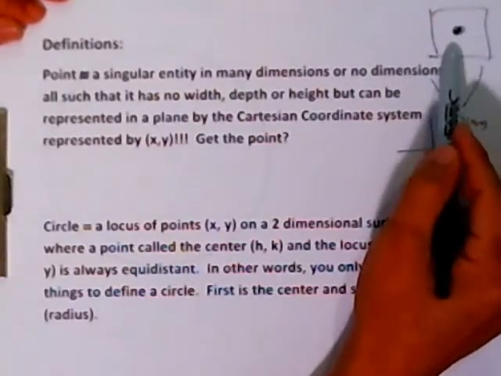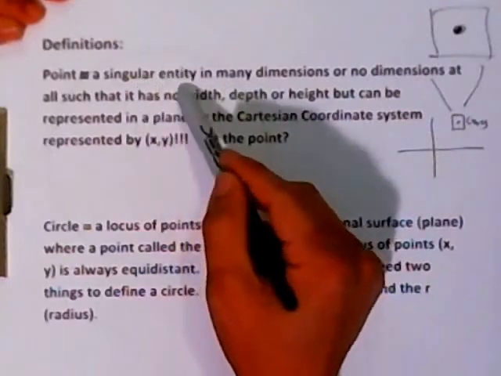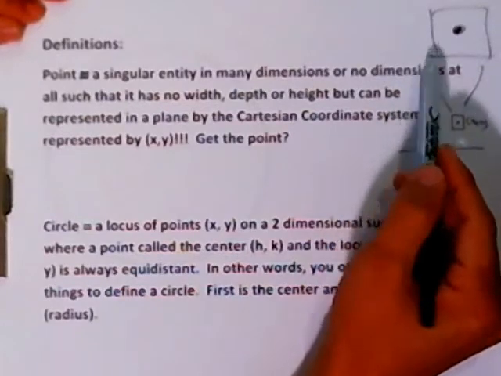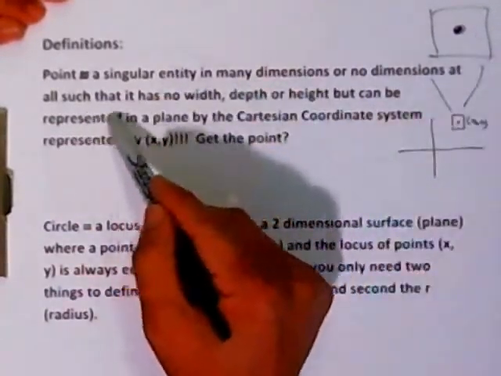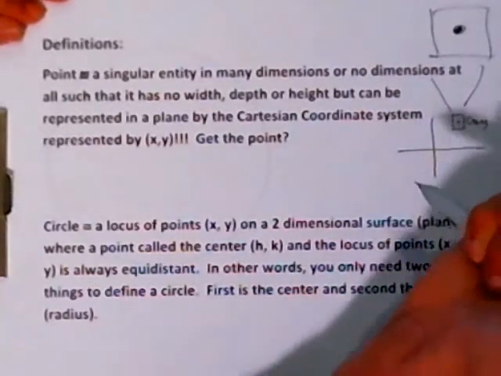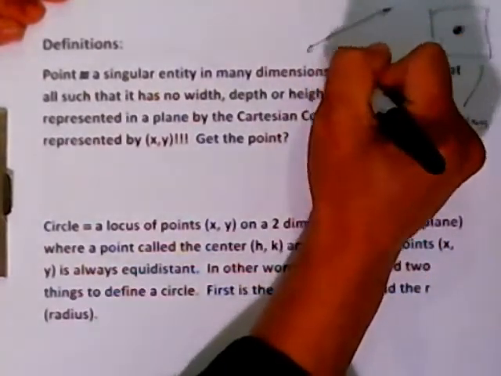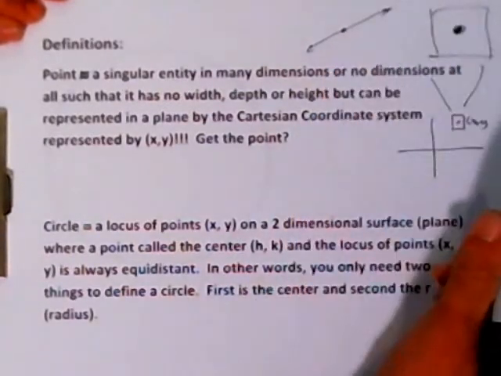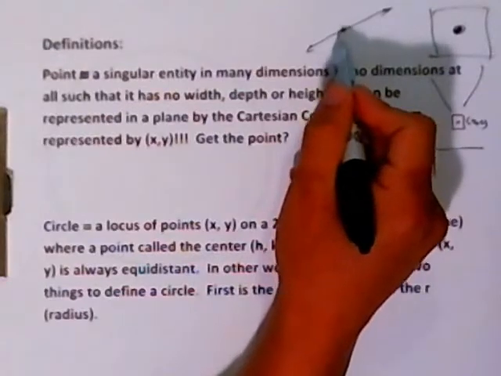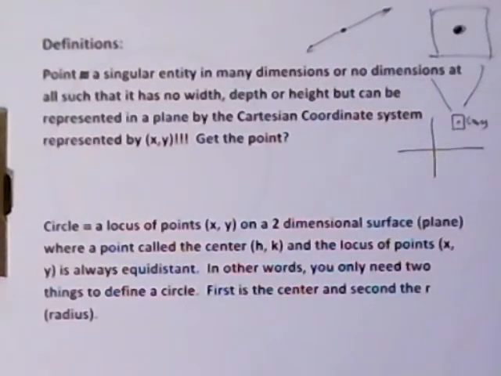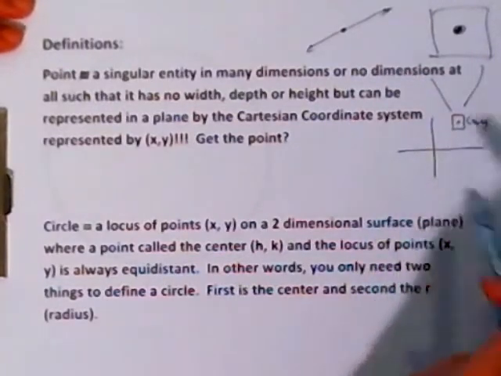But it has none of those qualities. It's a singular entity in many dimensions. This is in 2 dimensions. We could put a point in 3 dimensions or 4 dimensions, or no dimensions at all, which could be like a point. Zero dimensions is a point. You put it in 1 dimension, kind of like this, and here's a point. You're not actually supposed to see that point, but because we want to signify that there's a point there, we put a little circle on it, something like that. So you get the point. Call it x, y in the 2-dimensional space.